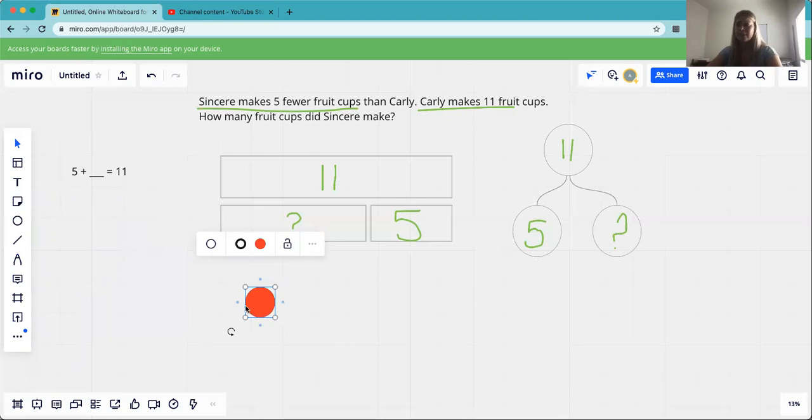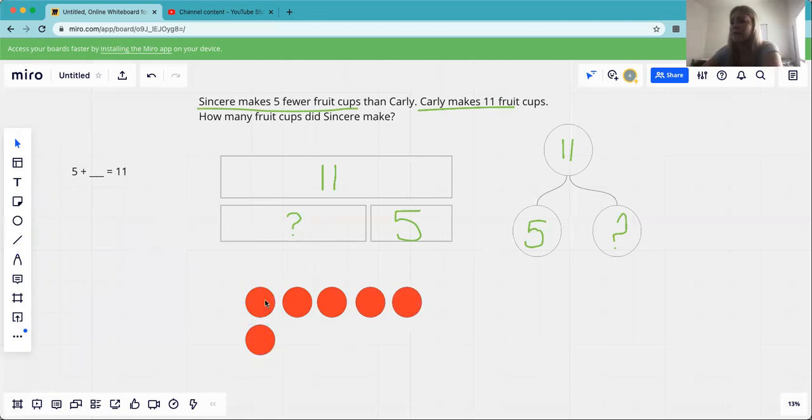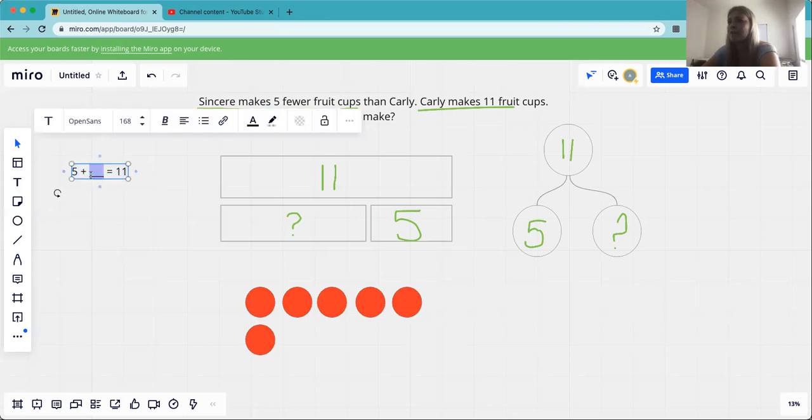So 5, 6, 7, 8, 9, 10, 11. Let's count how many we did. Let's try it again real quick though. 5, 6, 7, 8, 9, 10, 11. All right. So we counted on to 11. Let's count how many chips we did. 1, 2, 3, 4, 5, 6. So 5 plus 6 equals 11.